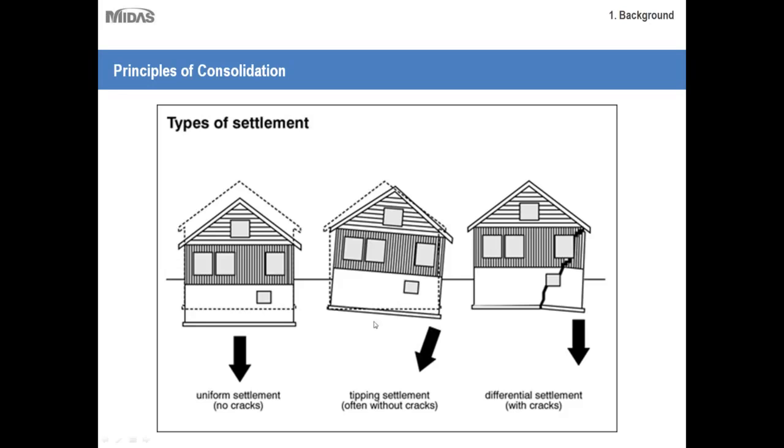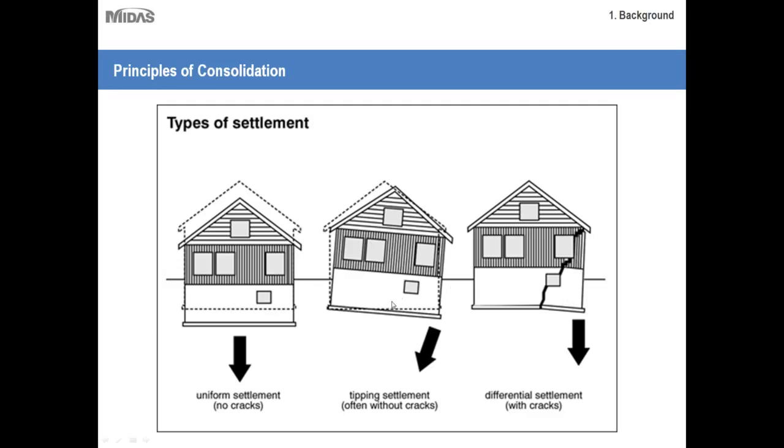But then you also have two other types of settlement called tipping and differential settlement that lead to complications. So tipping settlement, well, actually let's go to differential settlement first. So differential settlement is when obviously there's more settlement occurring on one side of the structure than the other, and it often leads to cracks in the structure, or especially in the foundation, which is very problematic. And it's something that, if it's predicted that it's going to happen, needs to be remedied before you can actually build a structure. So you need to account for differential settlement.